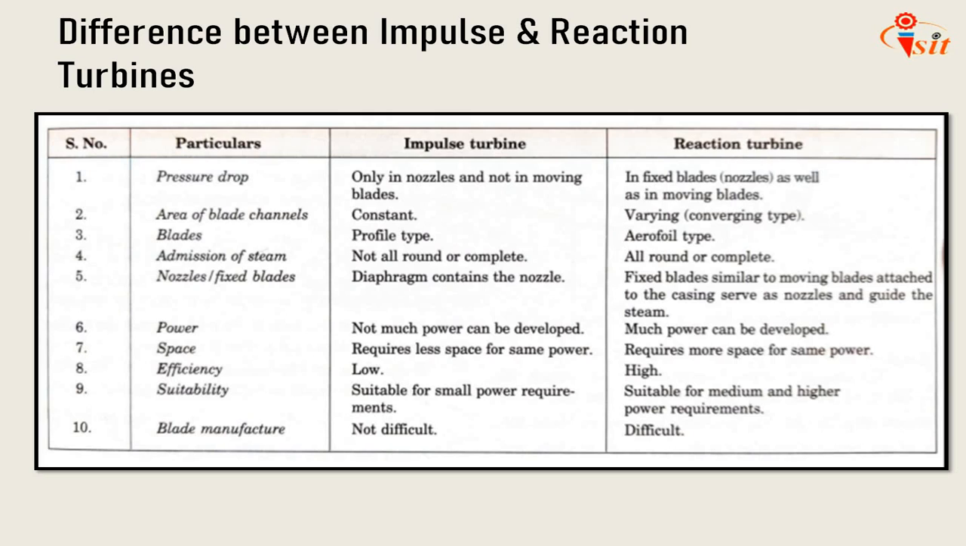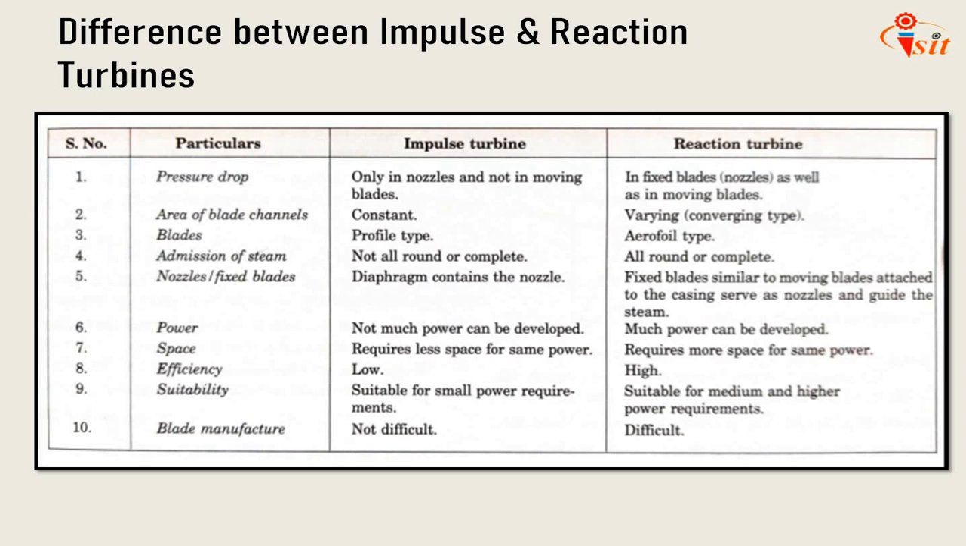Next particular is area of blade channels. The area of blade channels is constant in the case of impulse turbine, and it is varying or converging type in the reaction turbines. Blades in impulse turbine are of profile type shape, and in reaction turbine they are of aerofoil type. So shapes are different here. Admission of steam in impulse turbine is not all round or complete. It is all round or complete in case of reaction turbine.